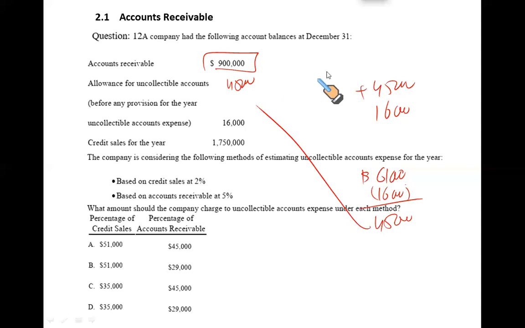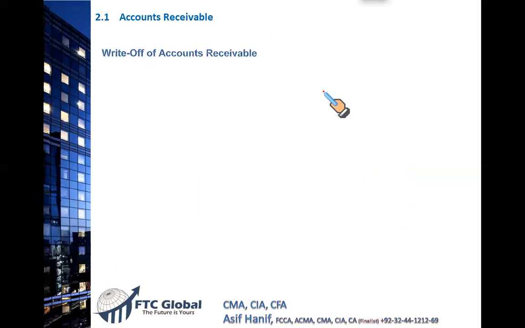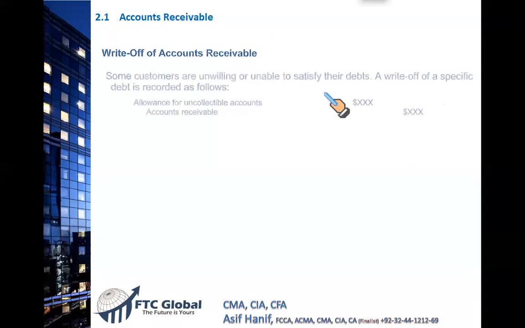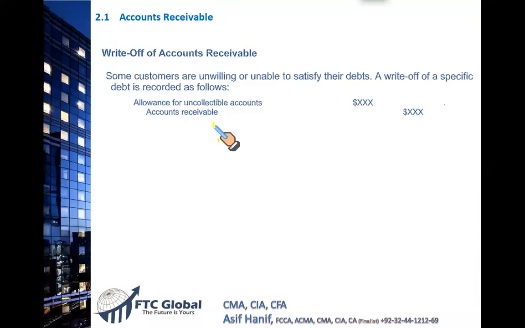Yes, Waleed is coming. Entries for recovering bad debt are coming. I will explain what we do if you write off a bad debt and it is recovered subsequently. So this is the entry you pass when you have to write off a bad debt: you debit allowance and credit the account receivable.